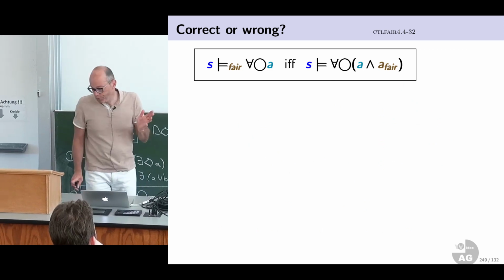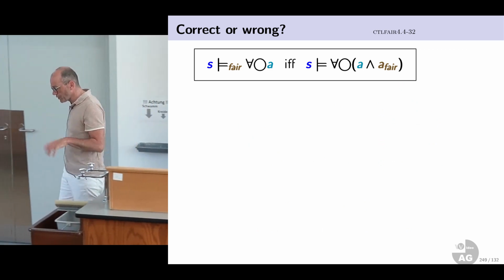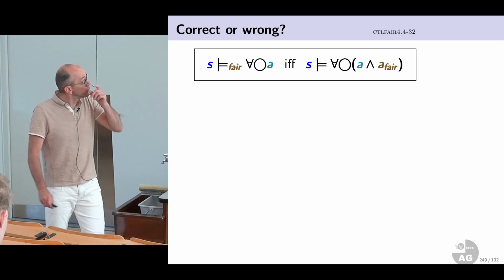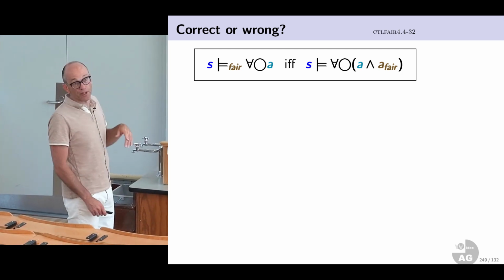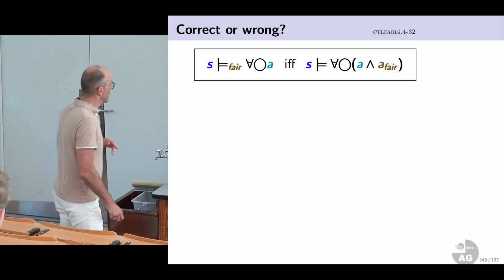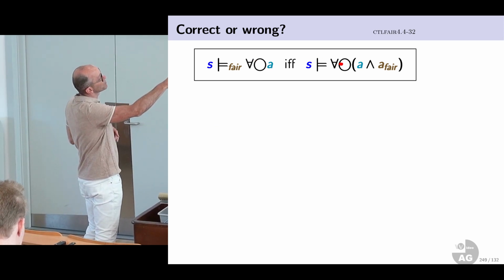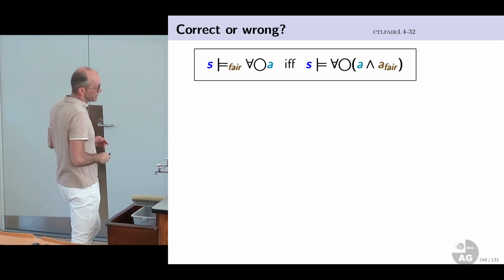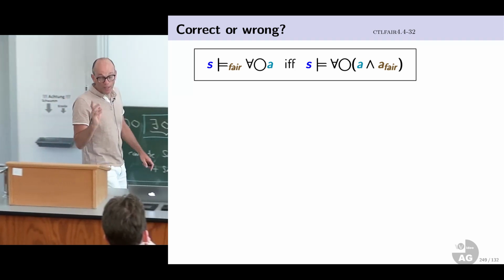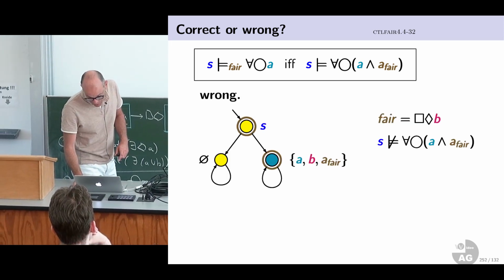You may ask yourself, why do you use CTL with existential normal form? What happens if you have universal form? Then this trick does not work anymore. You have to add a small twist to it. So for instance, for all next A, you cannot replace it by for all next A and A fair. I'm going to skip the example also because of time issues.